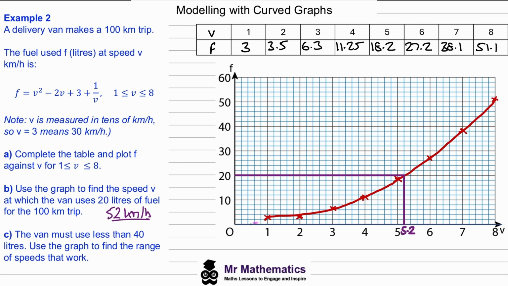And then for part C, the van must use less than 40 litres. Use the graph to find the range of speeds that work. So we go across from 40 to the curve, and then we go down and we get approximately 7.2. So when our speed v is less than 72 kilometers per hour, for the 100-kilometer trip, we'll use less than the 40 litres.